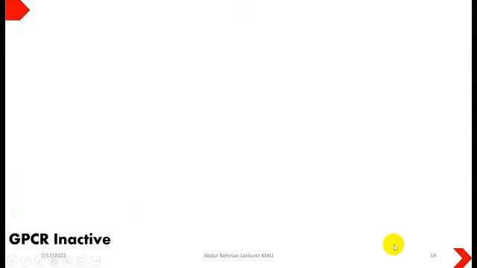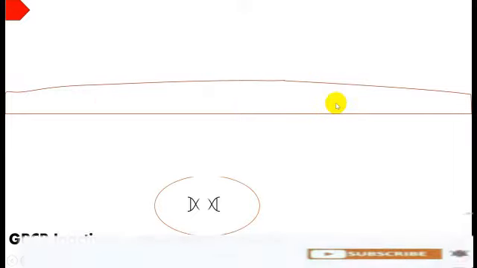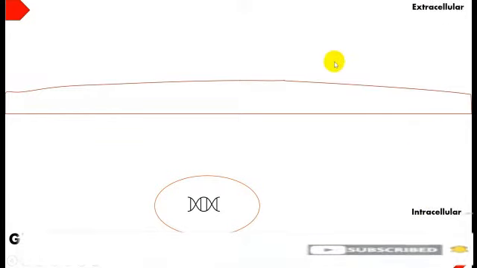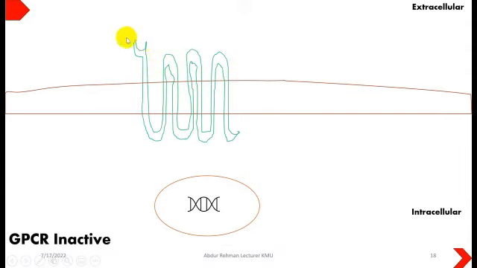and much more. Let's see how the G-protein coupled receptors look and how they work in inactive form. We assume this is a cell membrane. Inside the cell is a nucleus and intracellular environment, while this is the extracellular part. This is how these receptors look. It has a ligand binding site outside the cell, while it spans the membrane 7 times. Remember, this whole receptor is made up of a single polypeptide.